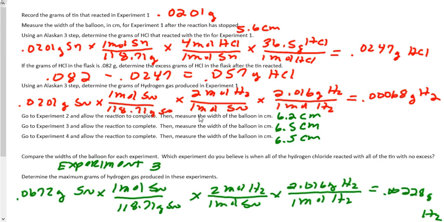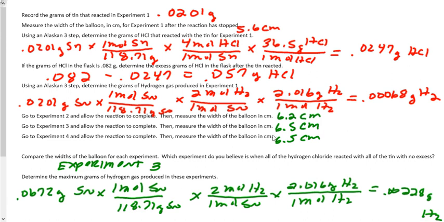Okay, now we'll continue with the simulation for experiments 2, 3, and 4. The measurements that I got for the width of the balloon were 6.2 centimeters for experiment 2, and then 6.5 for 3, and also 6.5 for 4. Now, because in this experiment we are adding more and more tin each time, when I notice that there's no change in volume of hydrogen gas produced, that probably means we've used up all of the HCl. So no matter how much tin I add to this reaction, no more of it is going to react, and therefore we won't get any more hydrogen gas produced.